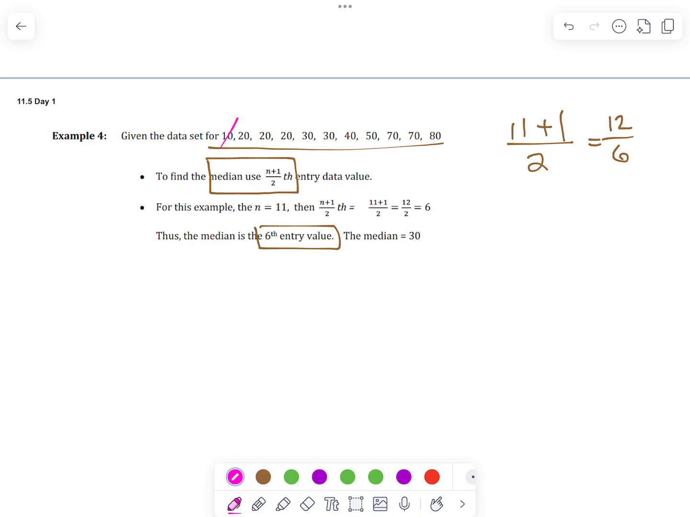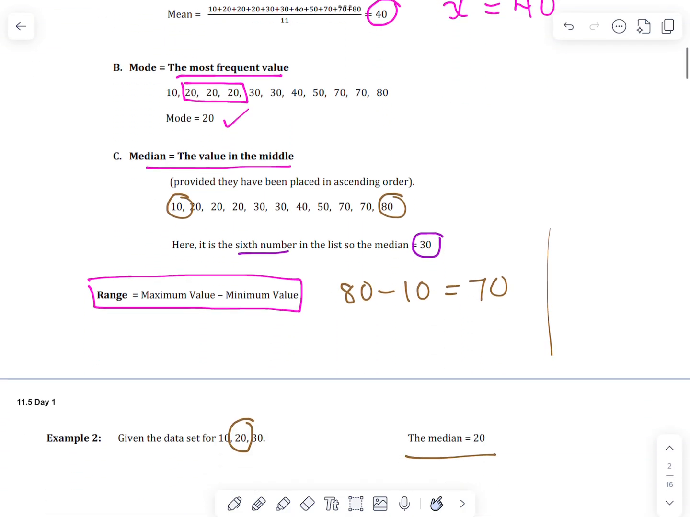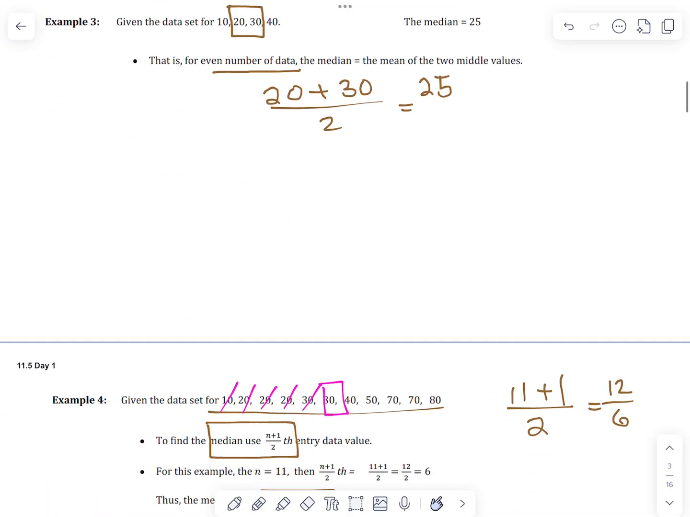So here is data point 1, 2, 3, 4, 5, 6. That's the median. So again, that was that previous example where I went to the middle, which sometimes isn't the fastest way when you have maybe a large data set.